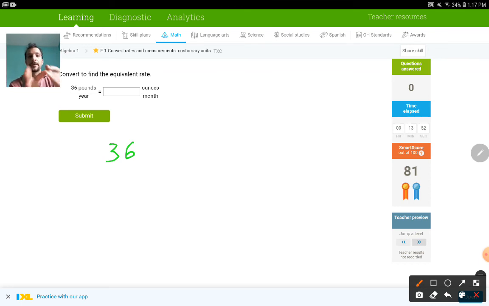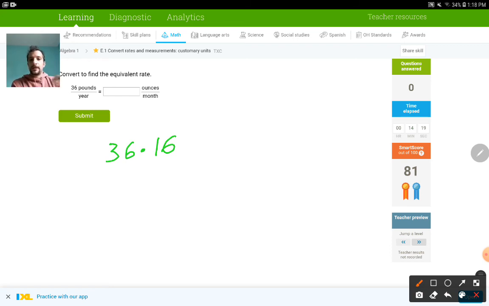Yeah. So pounds to ounces. If you Google or if you remember the first example, 1 pound equals 16 ounces, right? So it's going to get bigger. We are going to end up with a bigger number. So pounds to ounces is going to give me something bigger. So instead of dividing, I'll multiply 36 by 16 because I'll end up with a bigger number.